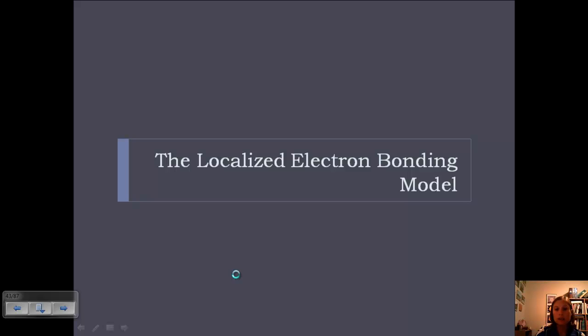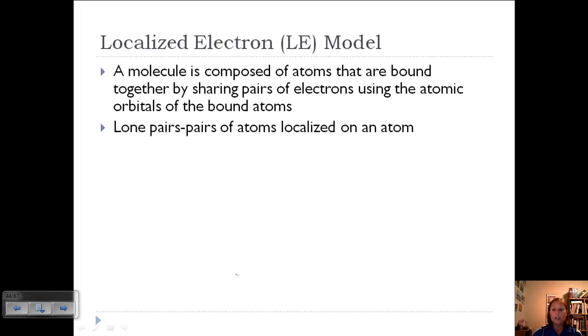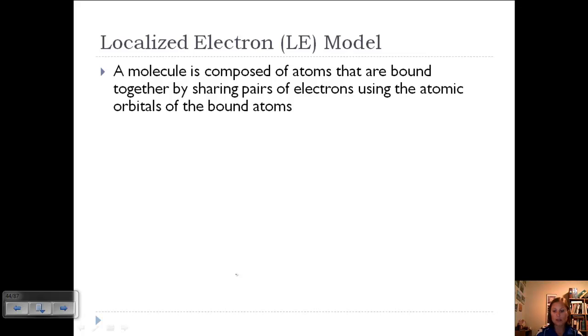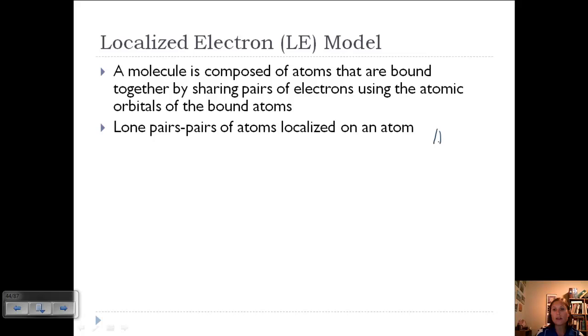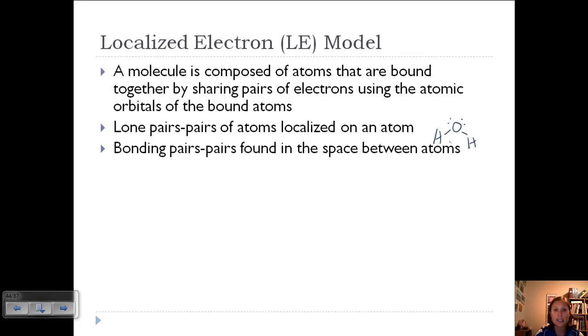Okay, let's relate this to the localized electron model. So a molecule is composed of atoms that are bound together by sharing pairs of electrons using the atomic orbitals of the bound atoms. Those bound electrons are what's going to determine sharing, bonding, etc. Okay, lone pairs are pairs of electrons that are localized on an atom. So if we take a look at water, we have hydrogen, oxygen, hydrogen, and then oxygen has 2 what we call lone pairs. So they're localized on that atom.